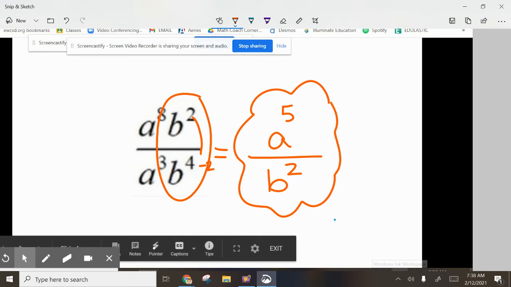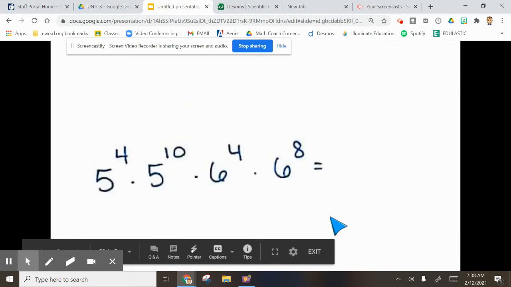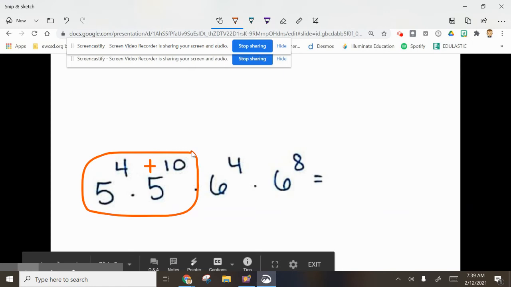Okay? Now, let's kick it up a notch. We're going to keep going through. And this one has multiple bases again. I have 2 different bases. I have 5s and I have 6s. What's the rule here when you have the same base and you're multiplying? Aren't you supposed to add? So these 2 bases here, I'm going to just circle this as one whole problem. That's one problem. All right, and then this is another one.